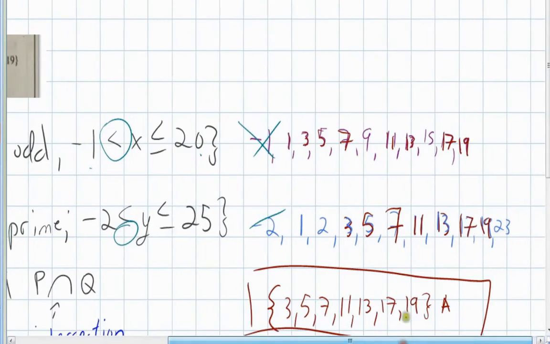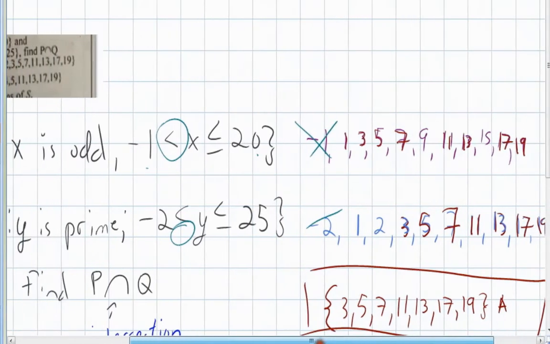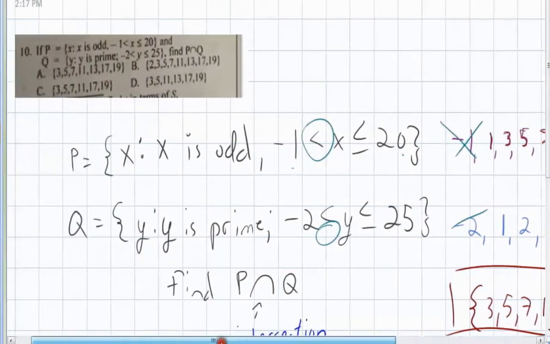And so I've tried to highlight in red the numbers that are common between these two sets. Those numbers are going to be 3, 5, 7, 11, 13, 17, 19. And so that's going to be your option A.